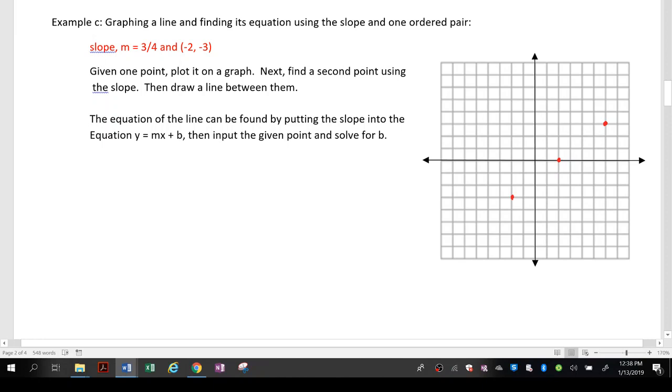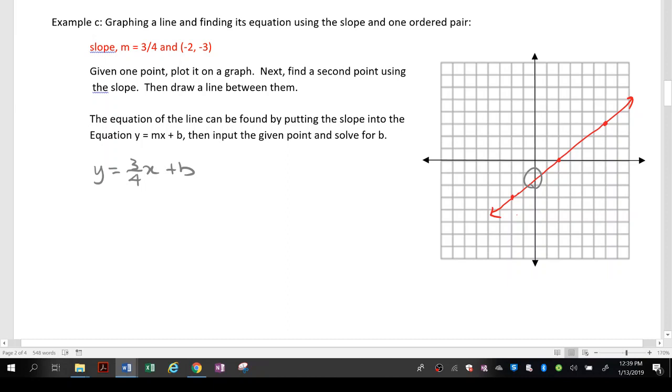Now we have several points here that we've drawn based on the slope, and we can draw the line between them like that. Now we need to find this y-intercept again based on this information. So we have the slope already, and we can plug that into the equation here, y is equal to 3 over 4x plus b, and we need to solve for b.